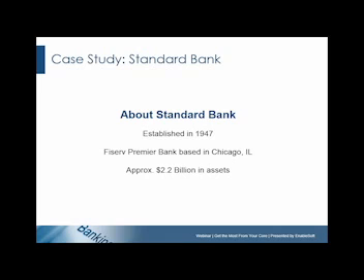A little bit about Standard Bank. We were established in 1947. We are currently a Fiserv Premier bank. We are processed by Fiserv Brookfield, since 2006. And we are based in Chicago, Illinois, with 40 branches in the Illinois and Indiana area. We are approximately $2.2 billion in assets.